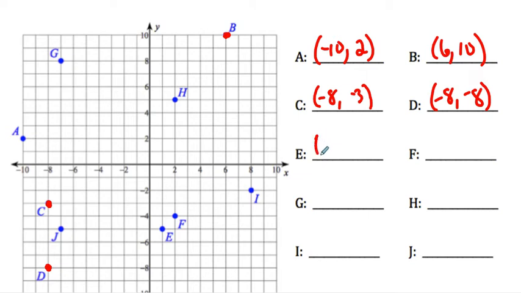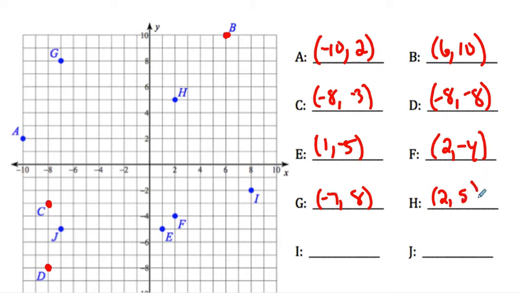All right, so E, I end up with 1, negative 5. F is 2, negative 4. You can keep pausing the video if you need to. I'm just going to run through these quickly. G looks like negative 7, 8. H is 2, 5. I is 8, negative 2. And J is negative 7, negative 5. Okay, so there you go. That's what you should have for that example.